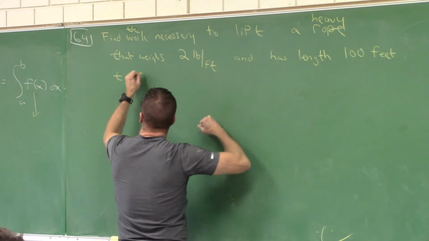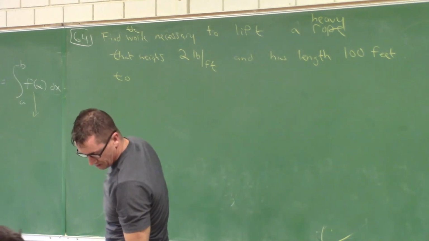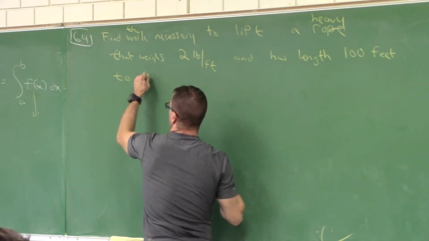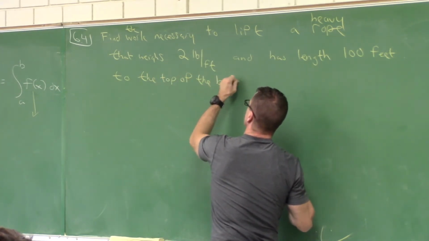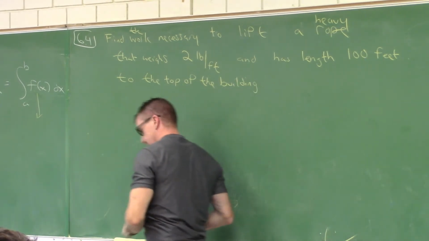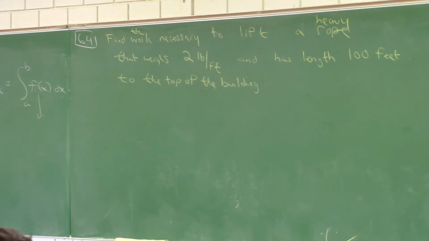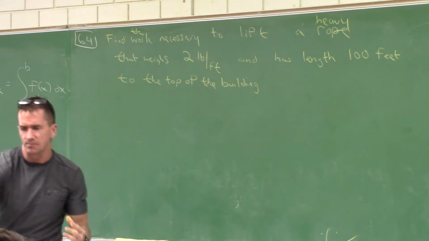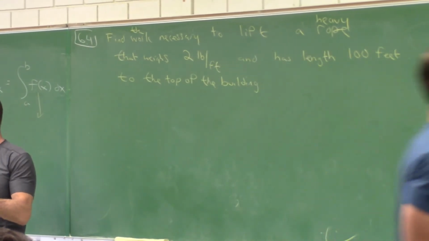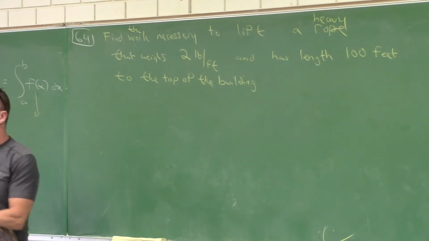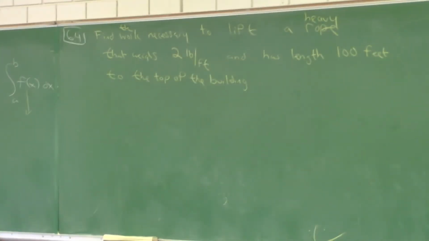And I'm going to use the same wording I see here in the book, to the top of the building. And you and I can even discuss the building, because I don't want that to bug you. This is what we'll work out. Find the work necessary to lift a heavy rope that weighs 2 pounds per foot, has length 100 feet, to the top of the building. We're talking about heavy ropes. Some problems have heavy cables. You think of those heavy hoses used by the firemen. Really heavy. Are we assuming that the building is not the building?